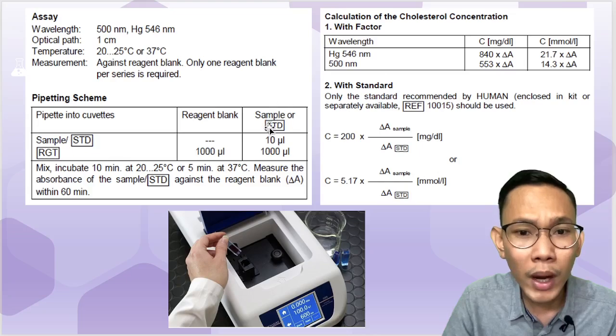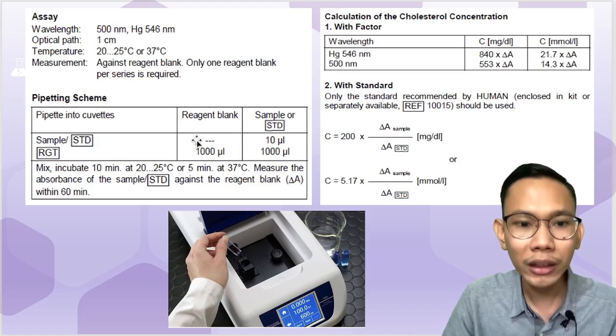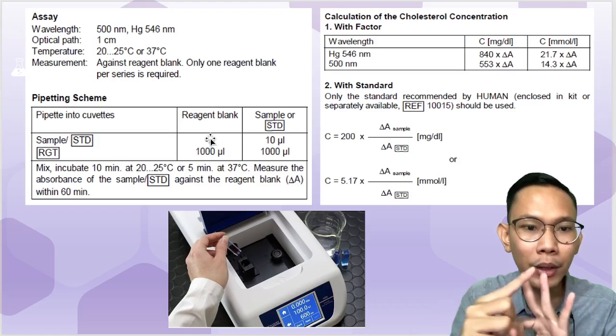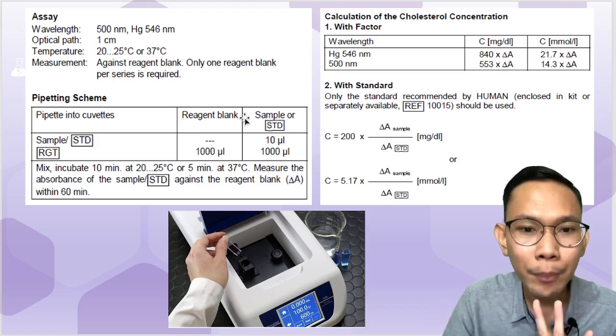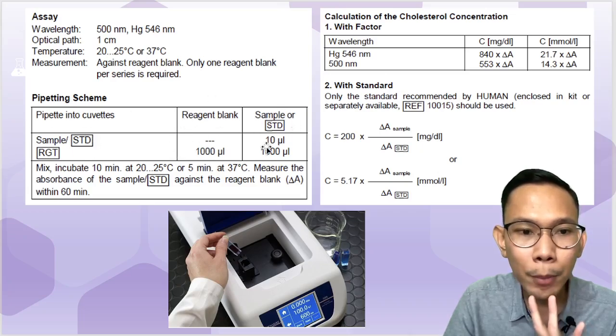Guys, they are not as one. The sample is separate, the standard is separate, the reagent blank is separate. So, we have three cuvettes or tubes: reagent blank, sample, and standard. Then, what is the next step? I have prepared, Doc. There is a reagent blank based on the scheme, and the sample and standard.